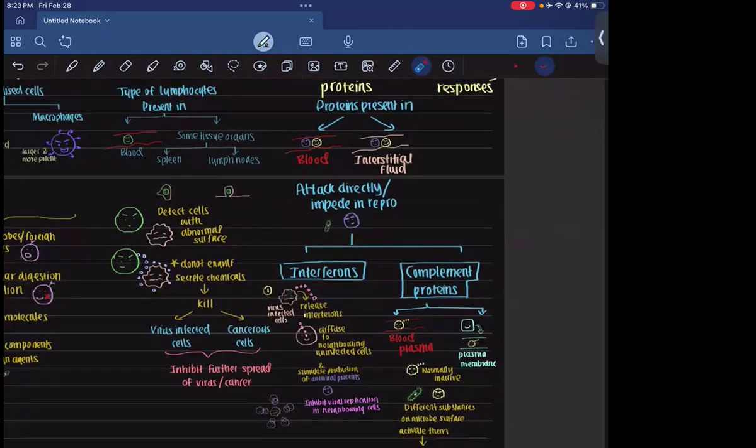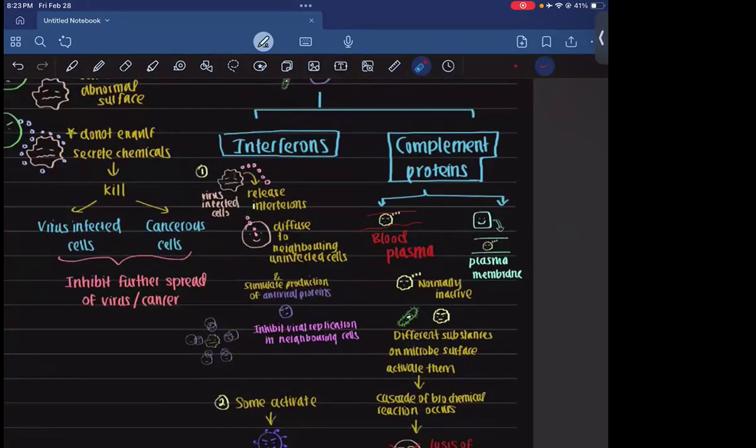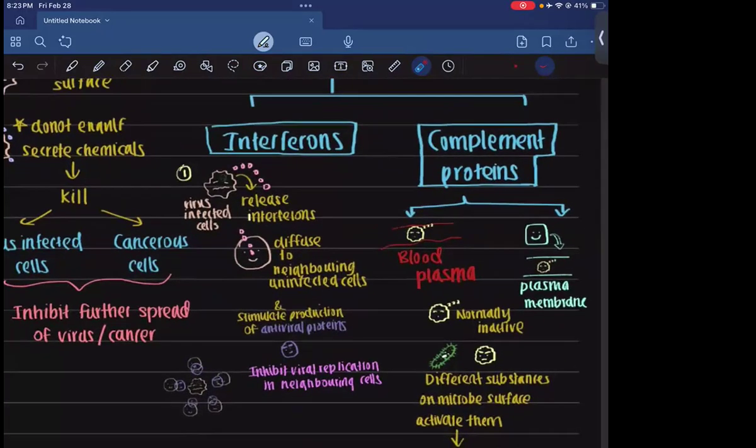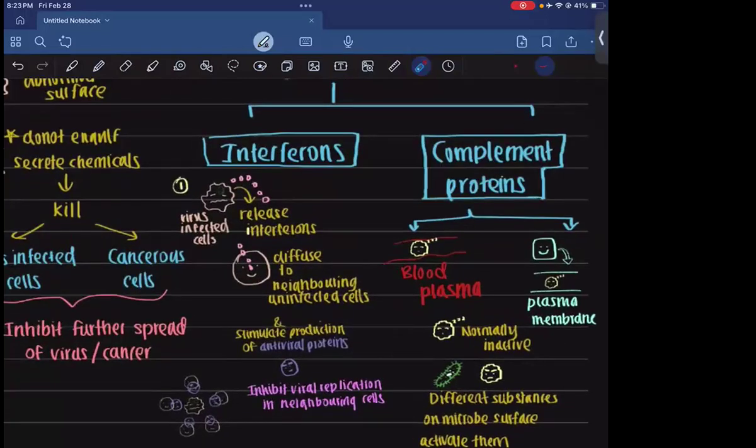So let's see what these interferons are going to do. Now see here also you will have a virus infected cell. Who is this? This is a virus infected cell.